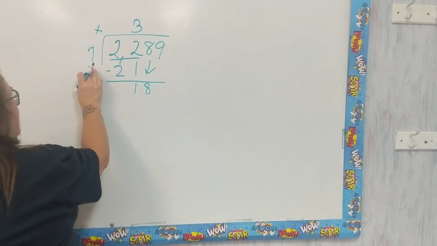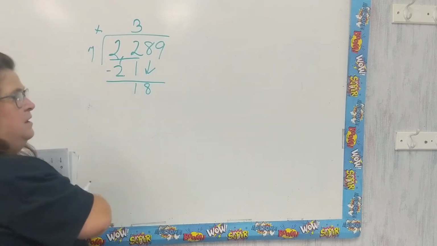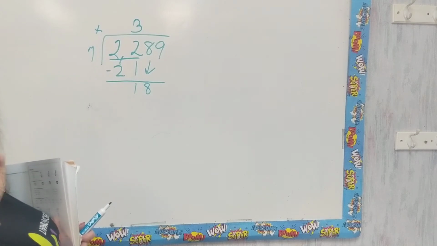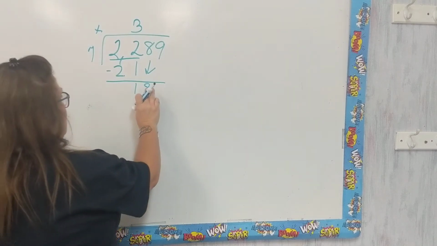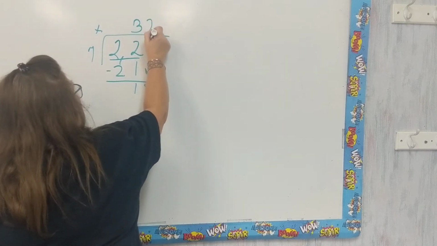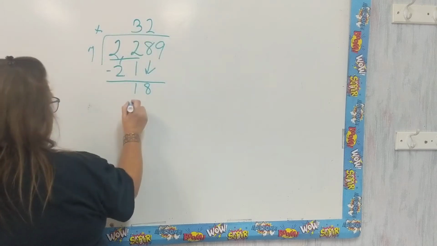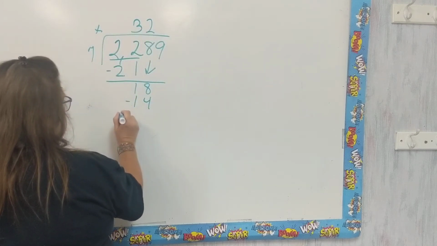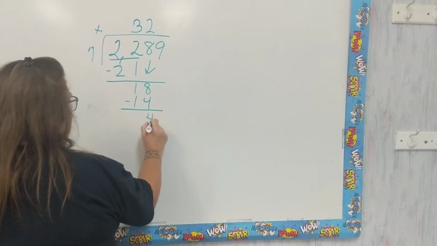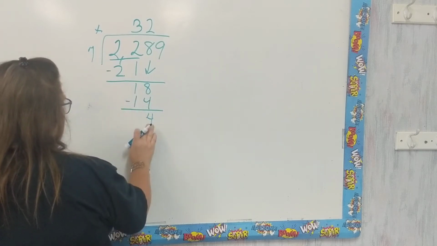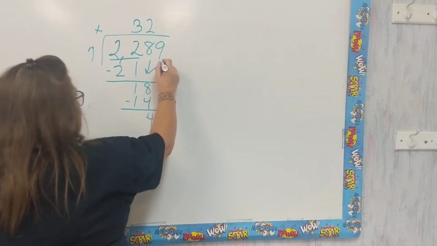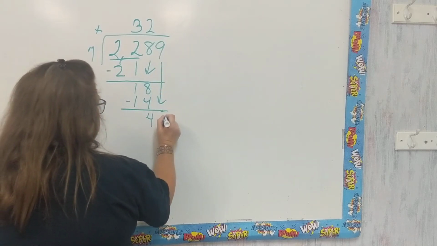How many times will 7 go into 18? 7, 14, 21. So it's only going to go in 2 times. Our 2 goes straight above the number that we brought down. We multiply. 7 times 2 is 14. We subtract. 8 minus 4 is 4. 1 minus 1 is 0. Is 4 smaller than our divisor? It is. So we bring down our last digit, which is a 9.